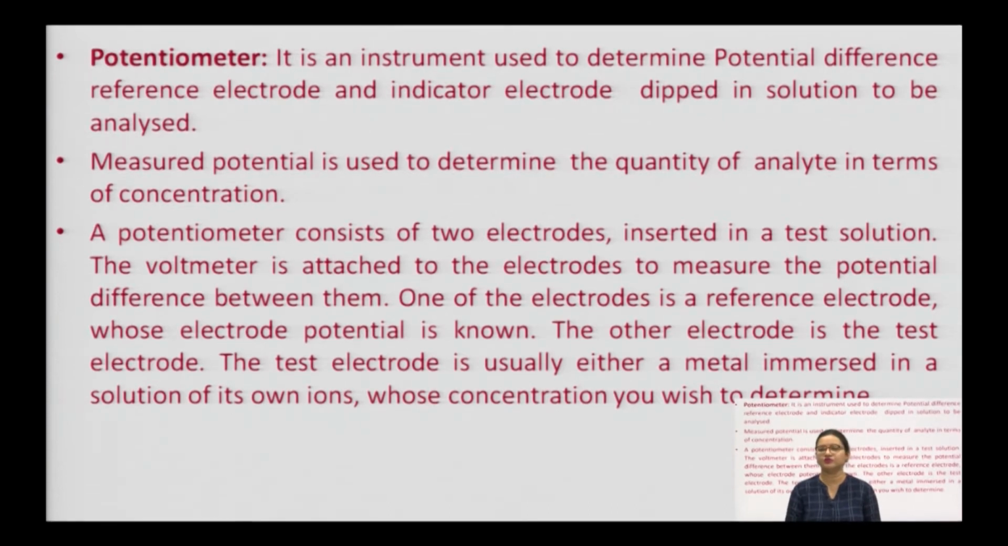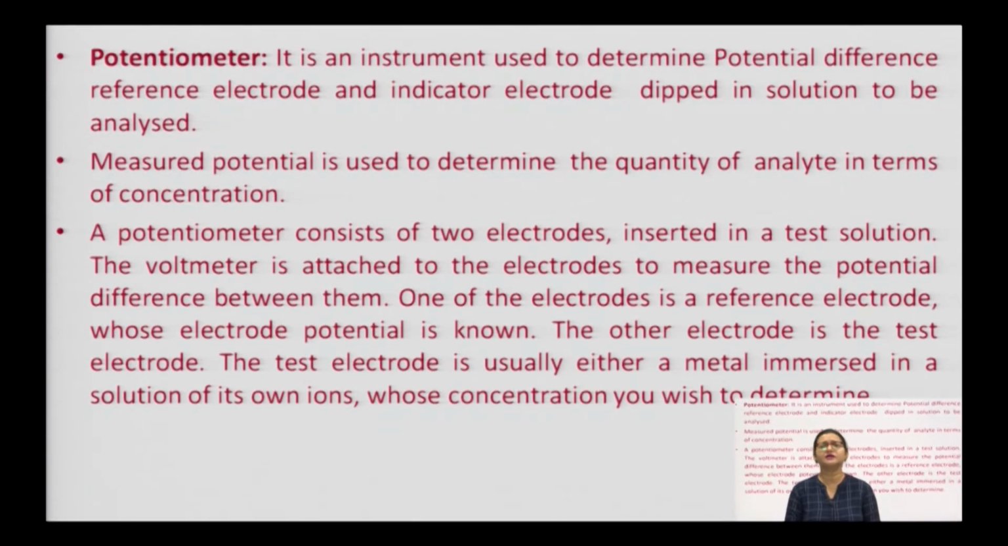Basically, 2 electrodes are there in a potentiometer. The first one is the reference electrode and the second one is the indicator electrode, which is inserted in the test solution. Test solution means analytical solution. What do you mean by test? Which is under study, right? So test solution or analytical solution means the solution whose concentration is to be determined.